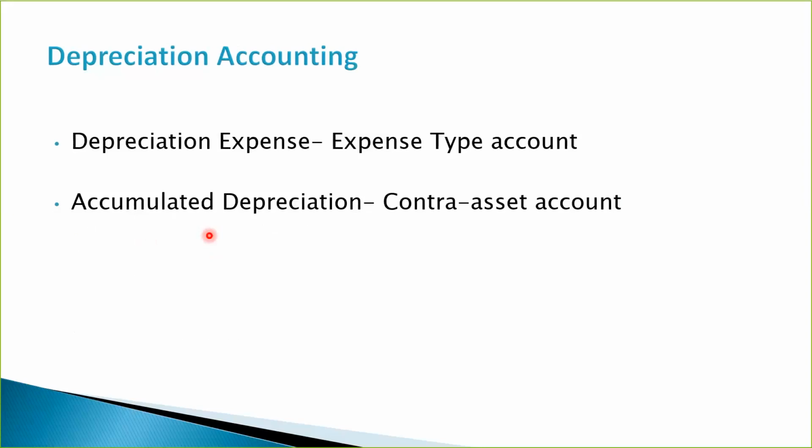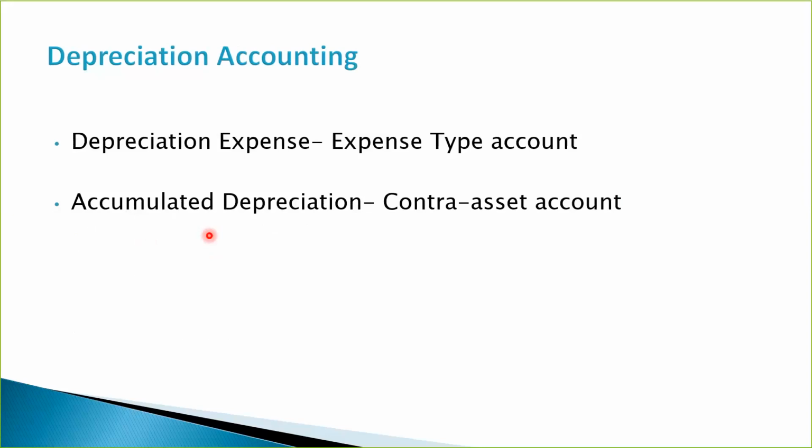This is an expense type of account. That is the qualifier I'm talking about. How we have expense, asset, liability, etc. So depreciation expense is an expense type account. And then we have accumulated depreciation, which is what we call a contra asset account.